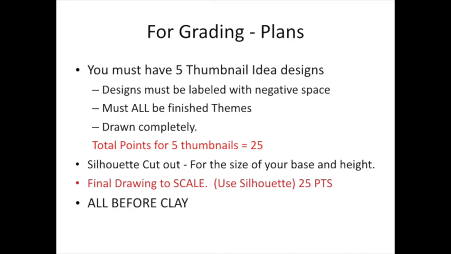Then you're going to take and you're going to cut out your silhouette. So use either a cone, a sphere, or a cylinder to start with that silhouette. So draw that out on your paper like we discussed in the previous slides, and then cut that out. Use that then as a pattern for you to draw inside of your sketchbook, and then you're going to do a final drawing to scale. Once that is done, you're going to turn that in for 25 points. All of this occurs before you start in clay.